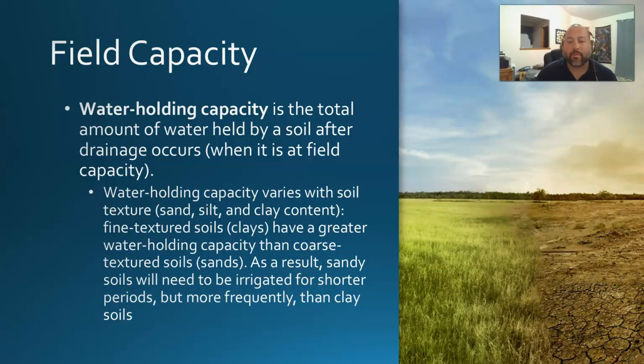Which is the total amount of water held by a soil after drainage occurs. So the water holding capacity will vary with your soil texture, whether it's mostly sand, silt, or clay. The idea behind a loam soil is that it's got that perfect mixture of all of those, so it's got the best of the water holding capacity.